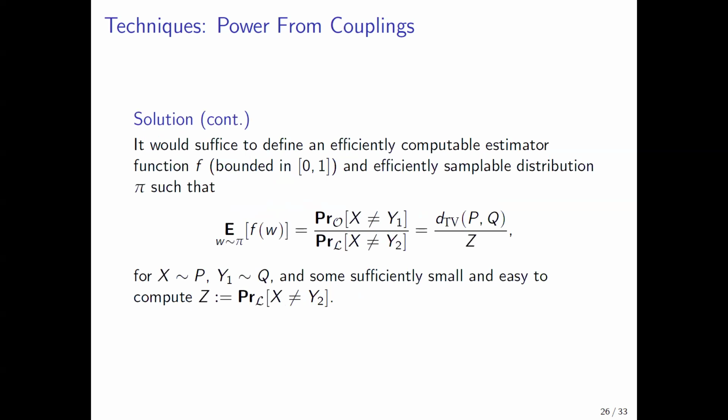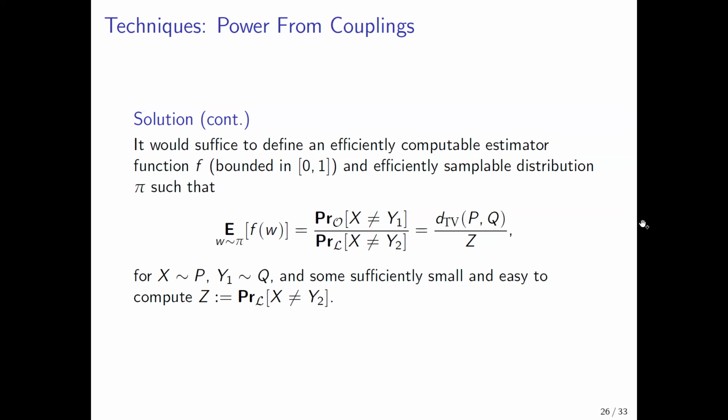What we are doing is that we found some efficiently computable function f and efficiently sampleable distribution pi, such that the expectation of f under pi is equal to this ratio of probabilities, where in the numerator there is the probability that x is different than y1 under an optimal coupling O, where x follows P and y1 follows Q. And in the denominator, there is the probability that x is different than y2 under the partial coupling L. We set Z to be equal to this probability in the denominator, and the numerator is equal to the TV distance between P and Q.